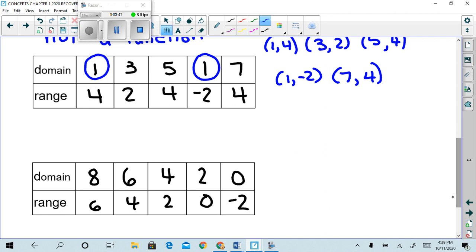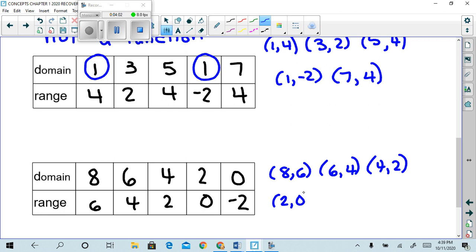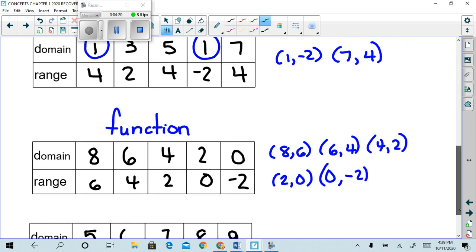Let's look at one more. Sometimes I like to write them as the ordered pairs. I see that 8 goes to 6, 6 goes to 4, 4 goes to 2, 2 goes to 0, and 0 goes to -2. None of the domain values are repeated. They all go to one output. This is a function. Once you start to recognize a few examples, it becomes much easier to recognize.